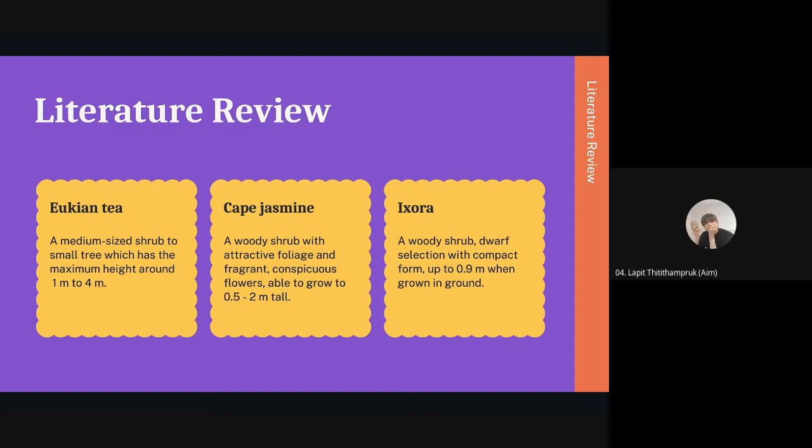And the second shrub we are using is Cape jasmine, a woody shrub with attractive foliage and fragrant, conspicuous flowers, which is able to grow to 0.5 to 2 meters tall. And the last one is Ixora, a woody shrub, a dwarf selection with compact form up to 0.9 meters when grown in ground.